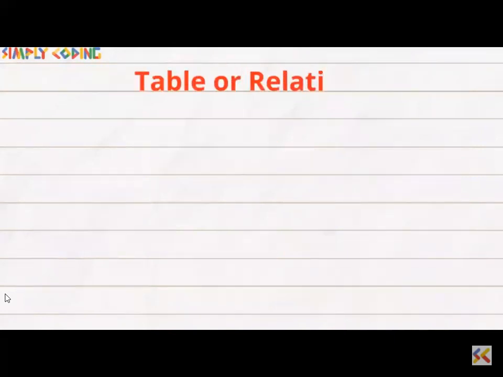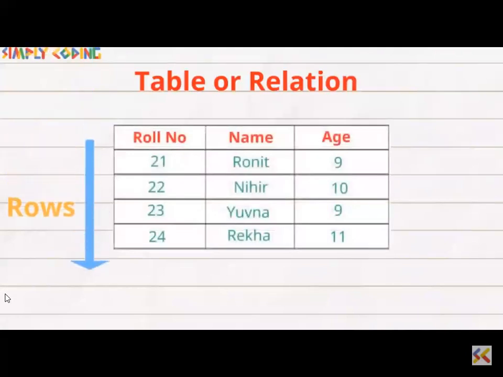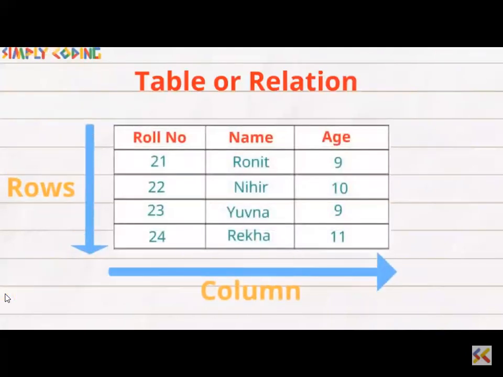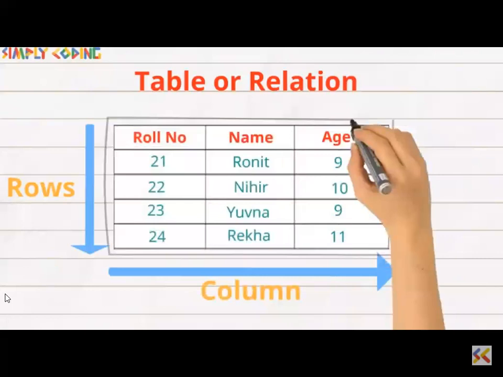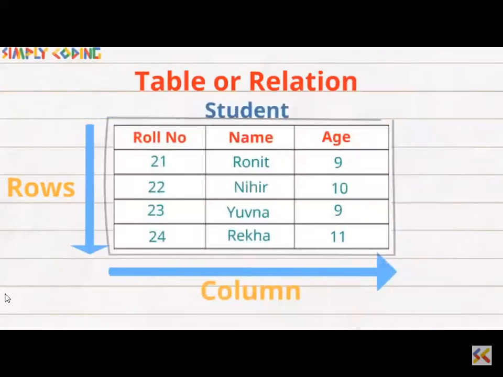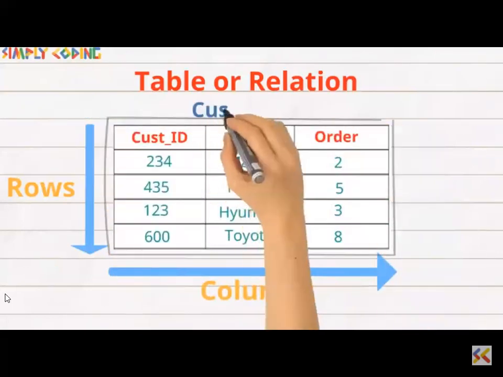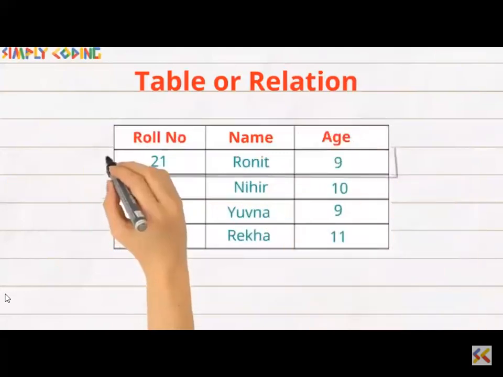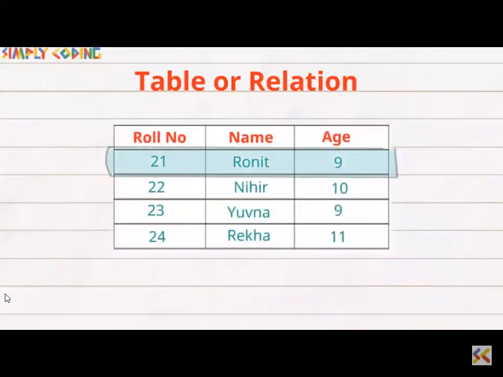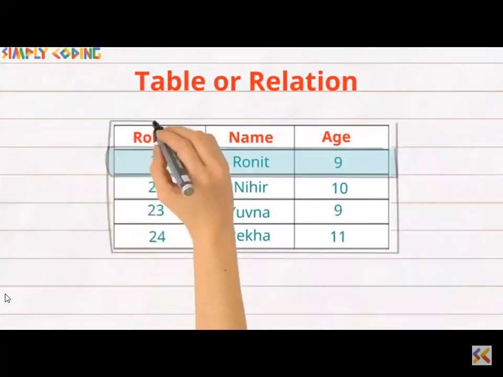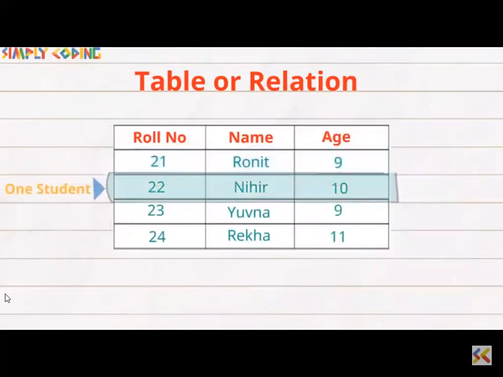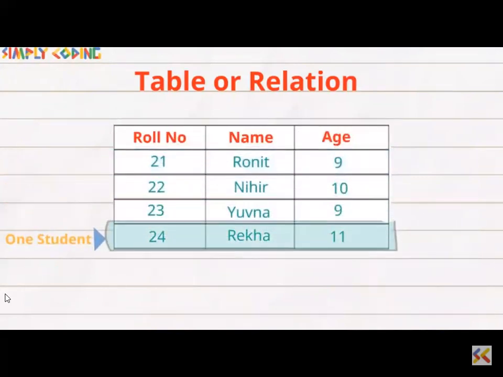A table is also called a relation and is a data set that is organized into rows and columns. For example, this table has the information about students and this one has information about customers. Each row in this table is called a record or tuple, which represents one complete unit of information. So in our example here, each row has information about one student only.